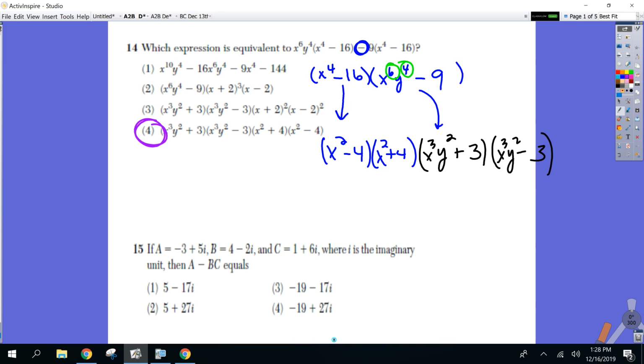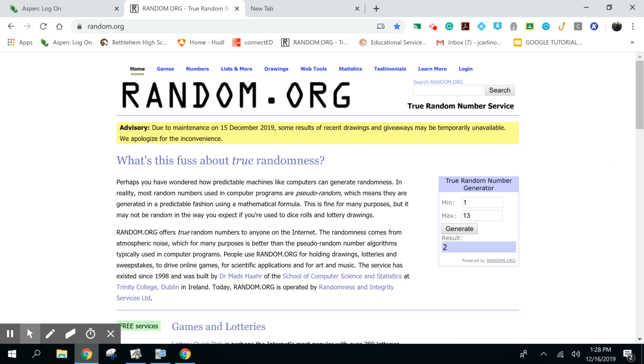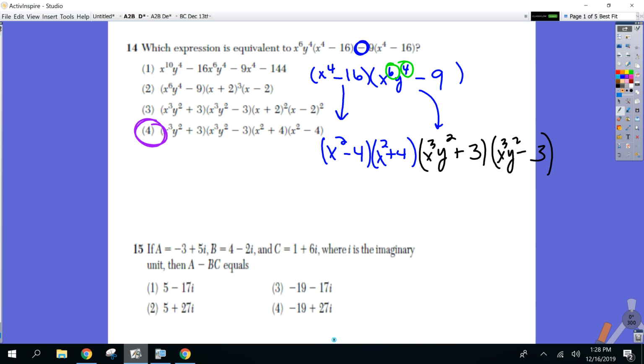I'm not done because I need to prepare you guys for every single scenario. You can still keep factoring. I know the choice is there. It's number 4. Great. We can still keep factoring. Out of the 4 options I have up here, which one can I keep factoring? There you go. It would be what?